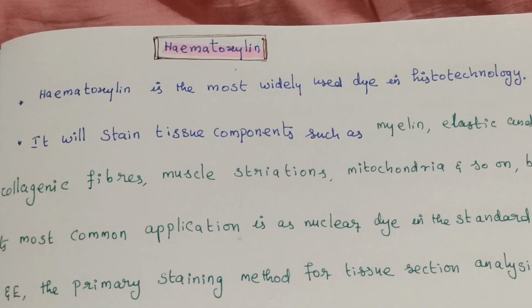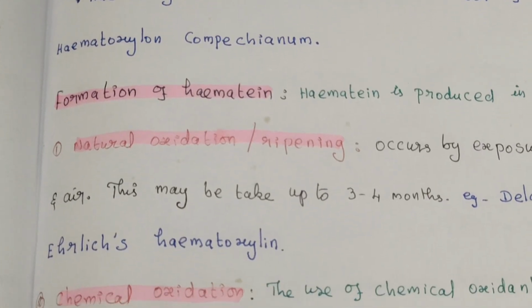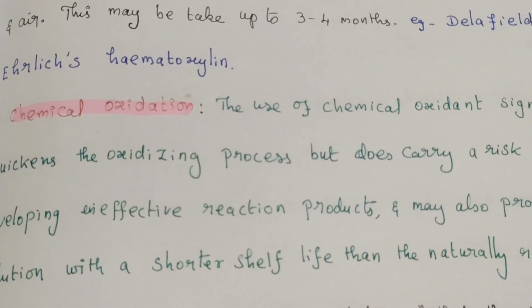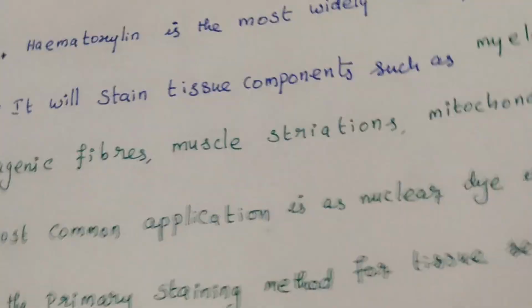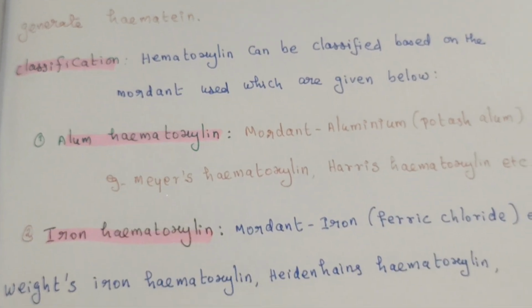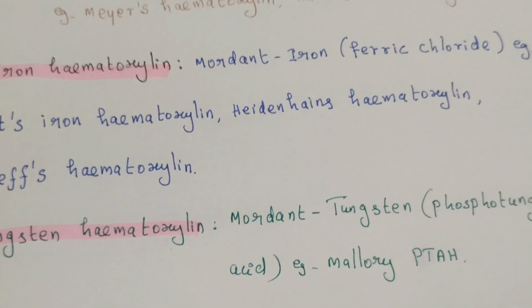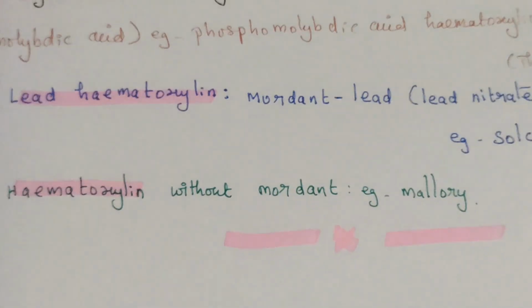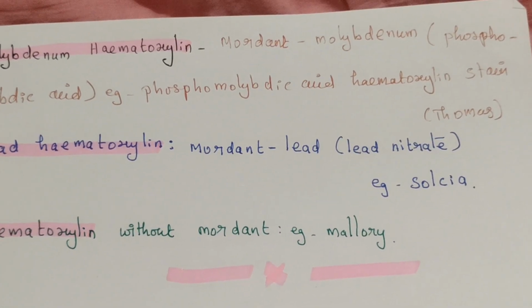So in this video we discussed hematoxylin: the formation, what the natural way is, and what the chemical way is. Then the classification, six types: alum, iron, tungsten, molybdenum, lead, and hematoxylin without mordant. Thanks for watching.